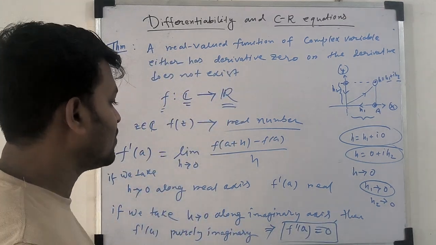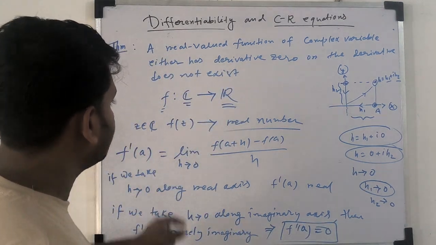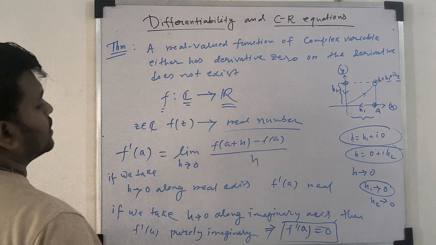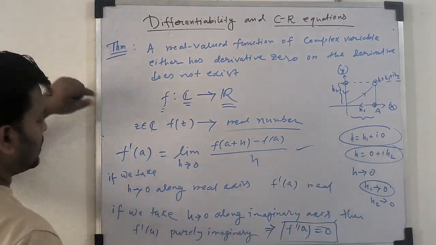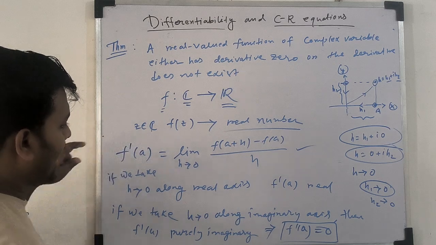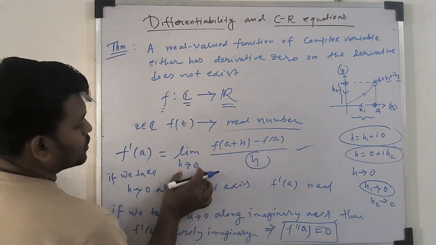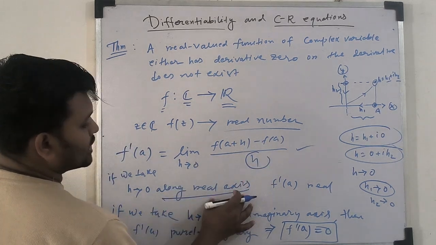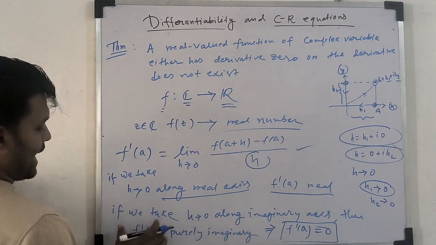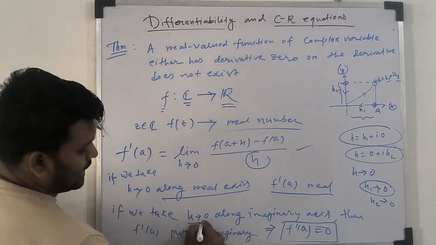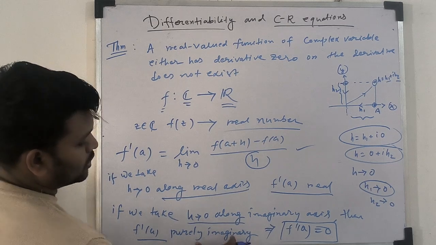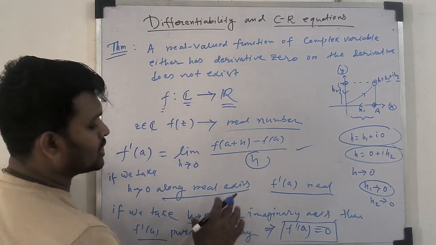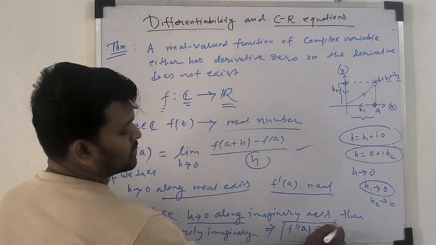So this is the proof of this theorem. This is very important. It is just two steps. First you write the definition of the derivative at a point a and take h tends to 0 along the real axis, and this will give f dash a a real value. And if we take h tends to 0 along the imaginary axis, then f dash a will be a purely imaginary number. So from this we can conclude that f dash a must be 0.